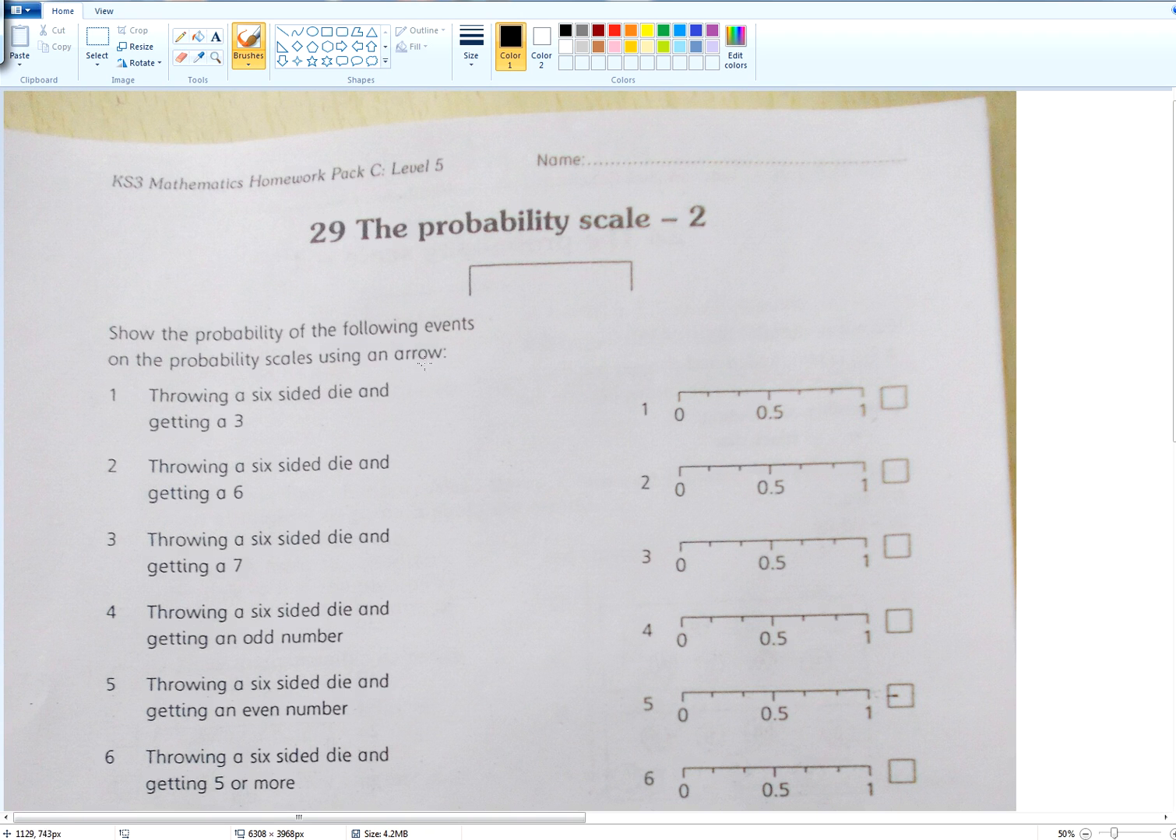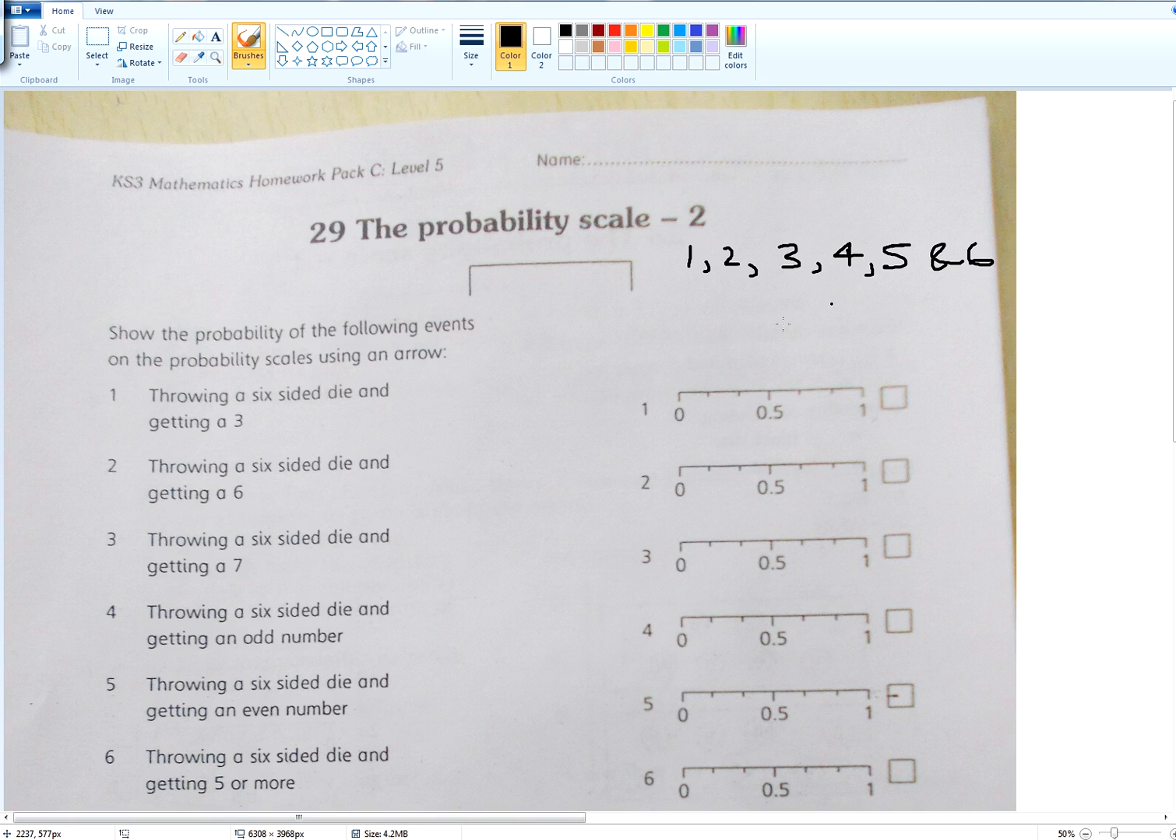Okay, show the probability of the following events on the probability scales using an arrow. So throwing a 6-sided die — the die is singular, the dice is actually plural — and getting a 3. Now you have to think about what we have. What are the outputs of a die? You have 1, 2, 3, 4, 5, and 6.